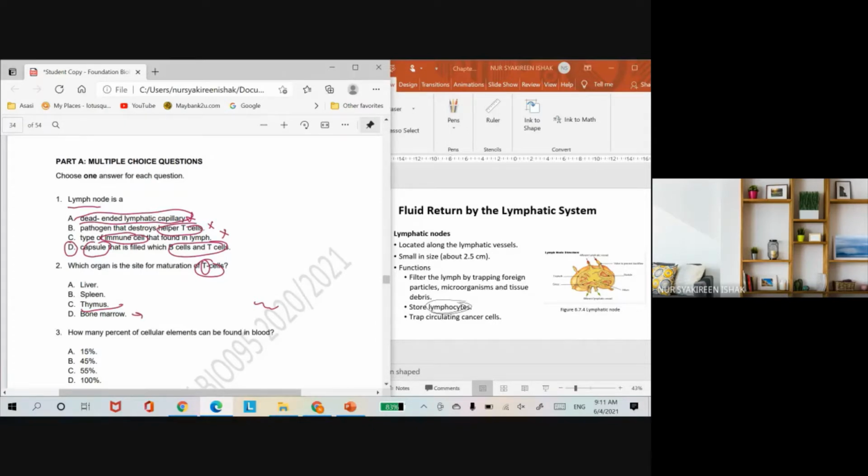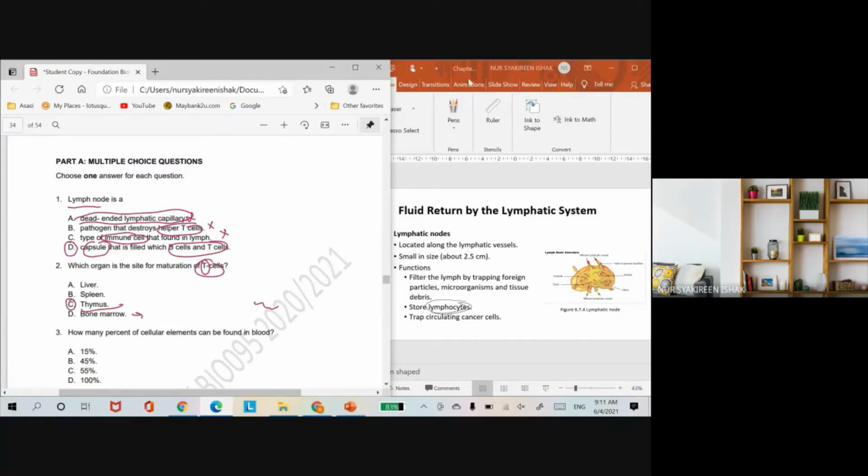Okay, they are made in the bone marrow, but the B cell will stay in the bone marrow to become the mature B cell. As for the T cell, it will go to the thymus to mature in the thymus. So the answer will be C.